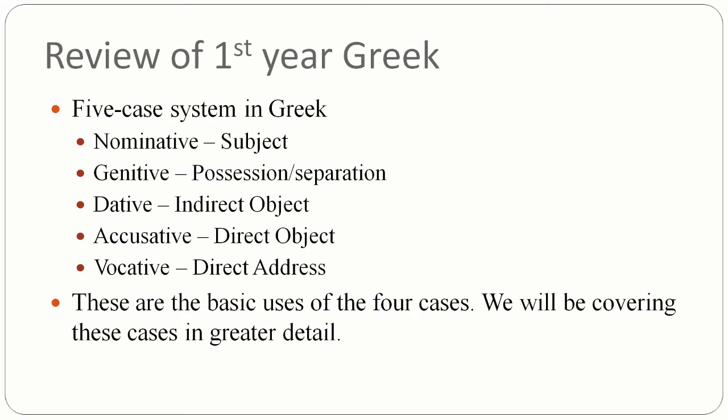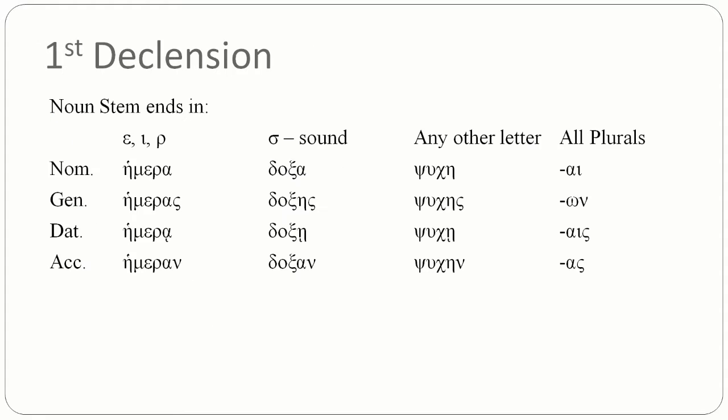Then you have the 5th case, which does not appear a lot. This is the vocative, which is the direct address. Those are the basic uses of the 4 cases, with the vocative being tacked on there. We will be covering these, of course, in greater detail. So we'll be adding to genitive. What does this mean? Not just separation or possession, but a lot of other things. The dative means a lot more than the indirect object. And we'll be looking at the nominative case in that way in a little bit.